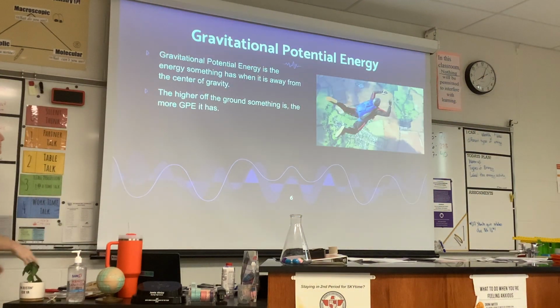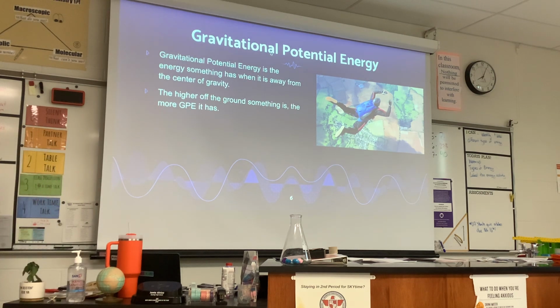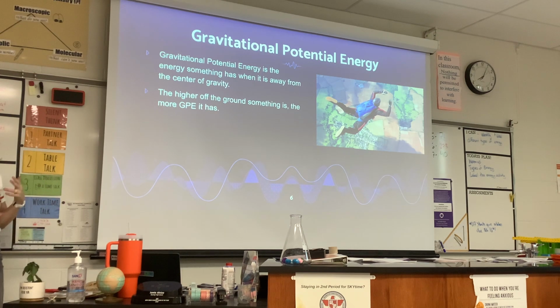Okay, energy type number 2 is gravitational potential energy, which was already kind of brought up here. So gravitational potential energy is the energy something has when it's away from a center of gravity. Now, keyword here is the potential, right? It means the energy is stored. The energy is not being used yet, but it has the potential to use that energy. The higher off the ground something is, the more gravitational potential energy it has.